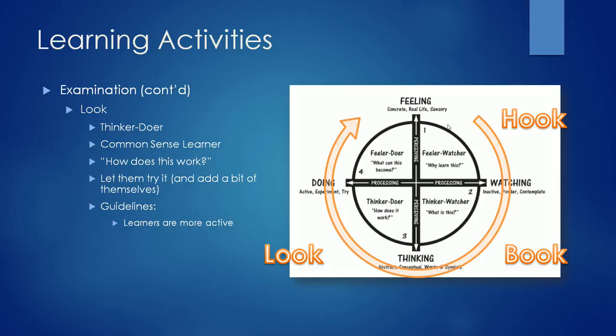So when we move from quadrants 1 and 2 over to 3 and 4, the role of the teacher is more active over on the right-hand side and becomes less active on the left-hand side. The role of the student or the learner is a little less active over here, but more active over on the left-hand side because these are the doers, okay? So this is kind of by design.